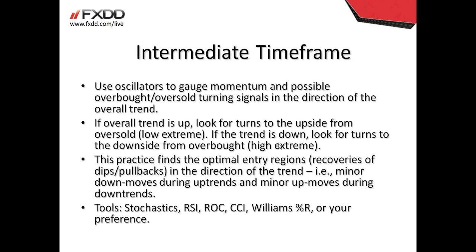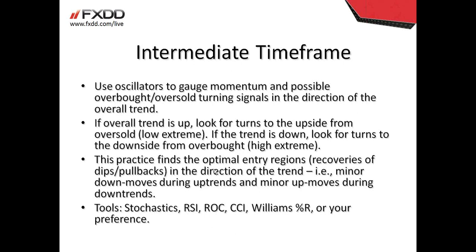Okay, so what do we do with this? What I usually use are stochastics. I use slow stochastics, and I'll show you my settings in a minute. But what do I do with these stochastics? Now, if the overall trend is up on the long-term time frame, I'm looking for turns to the upside from oversold, and that's telling me that perhaps there's an exhaustion of the pullback. Now, if the trend is down, I'm looking for turns to the downside from overbought, and that is telling me that perhaps there is an exhaustion of the pullback to the upside.